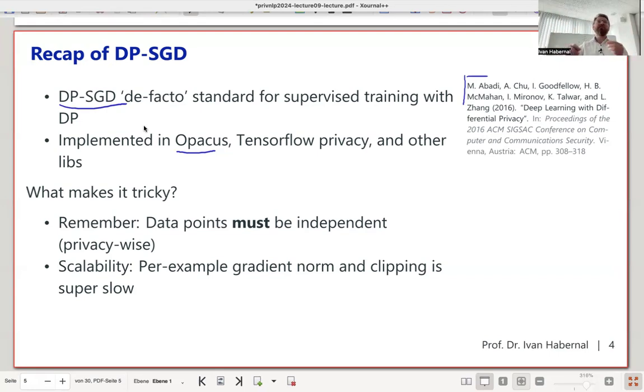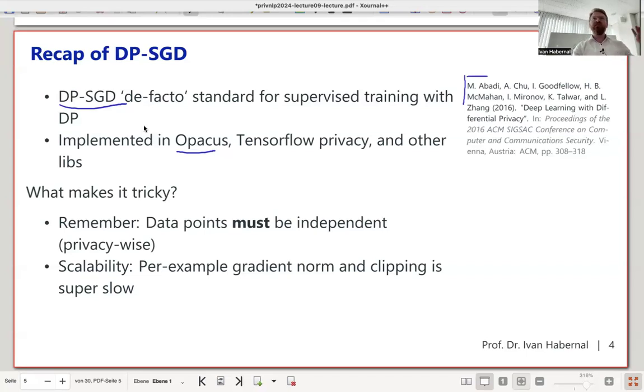Because you have to do it for every example: compute the gradient, the norm, and clip it. And if you want to parallelize it, good luck. Out-of-the-box parallelization is not easy, but there are tricks to do so. Okay, so this is DPSGD.